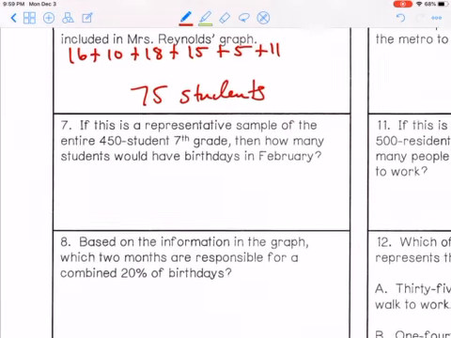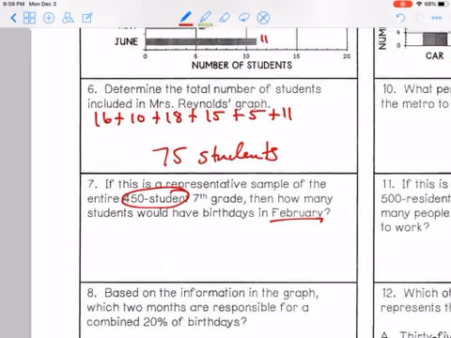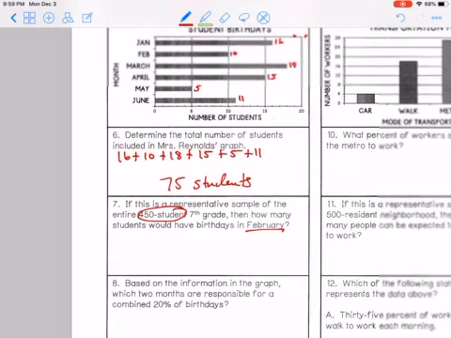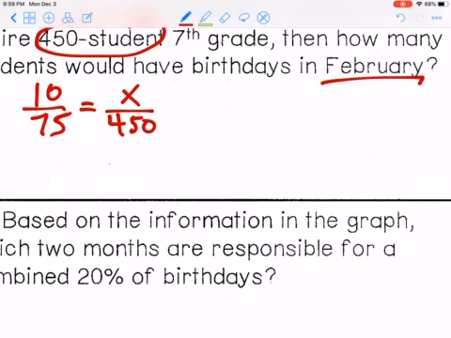Okay. Number 7. If this is a representative sample of the entire 450 students in the 7th grade, then how many students will have birthdays in February? So this is just a sample, and in the sample, 10 out of the 75 have birthdays in February. But there's really 450 students total. So we want to find out if 10 have it in 75, then how many would have it for 450?